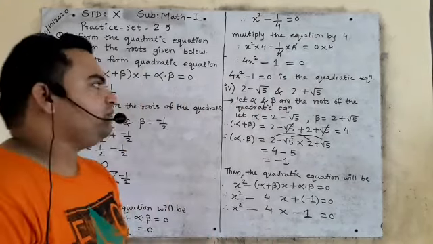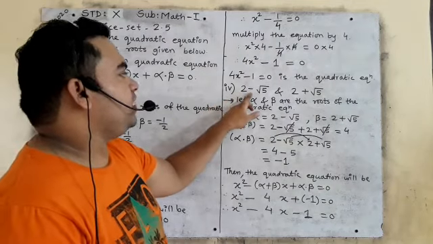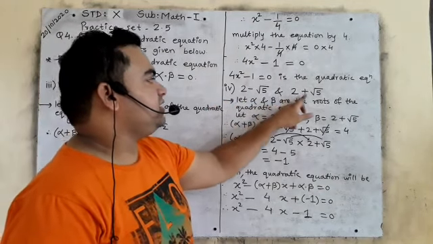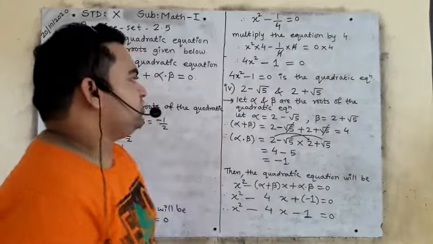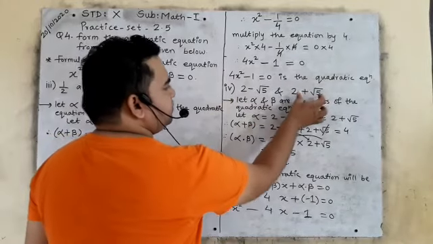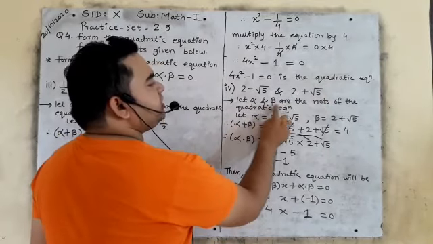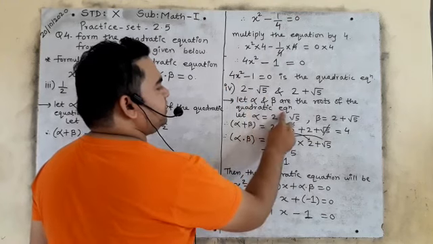I hope you understood. Now see the fourth one: 2 minus root 5 and 2 plus root 5. So this one will be alpha and this one will be beta. Let alpha and beta be the two roots of the quadratic equation.